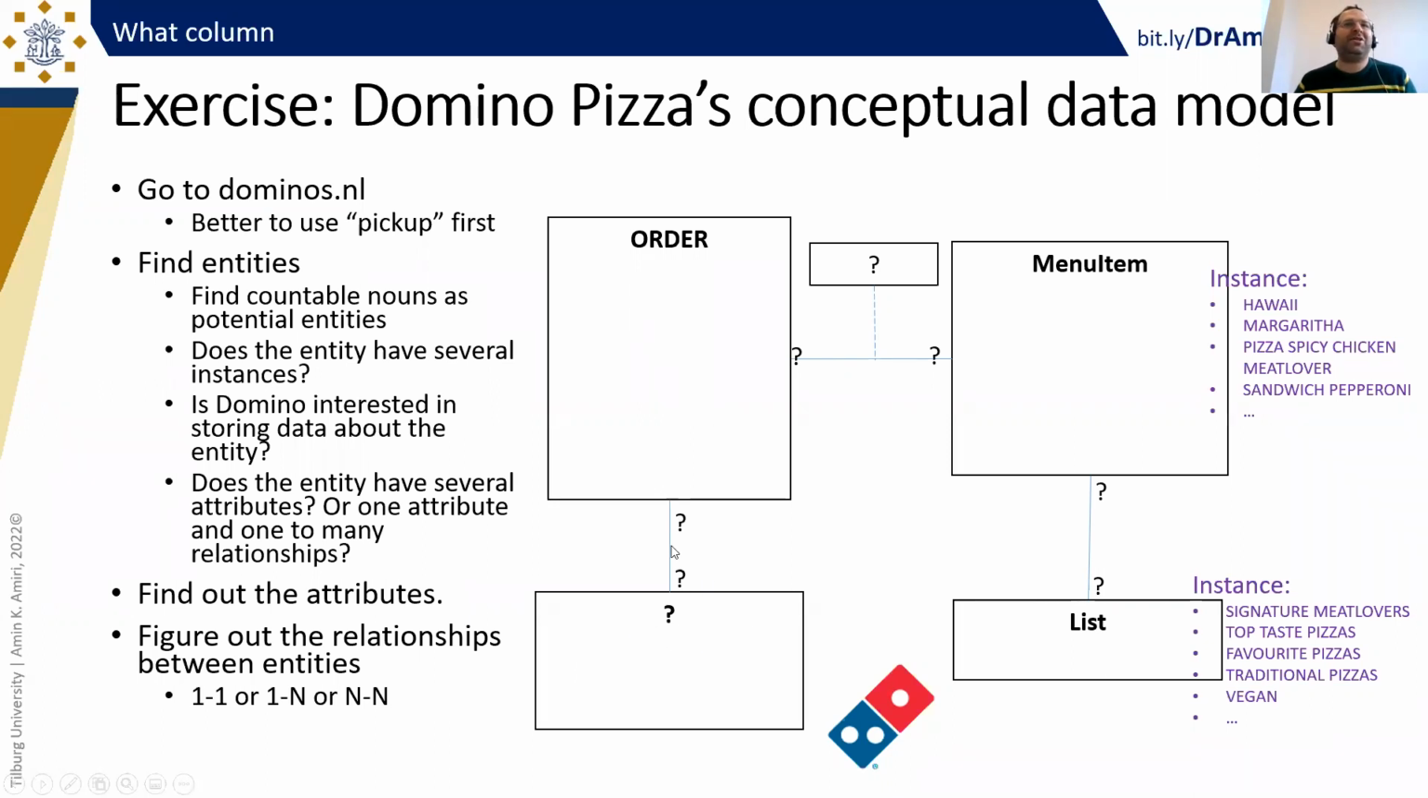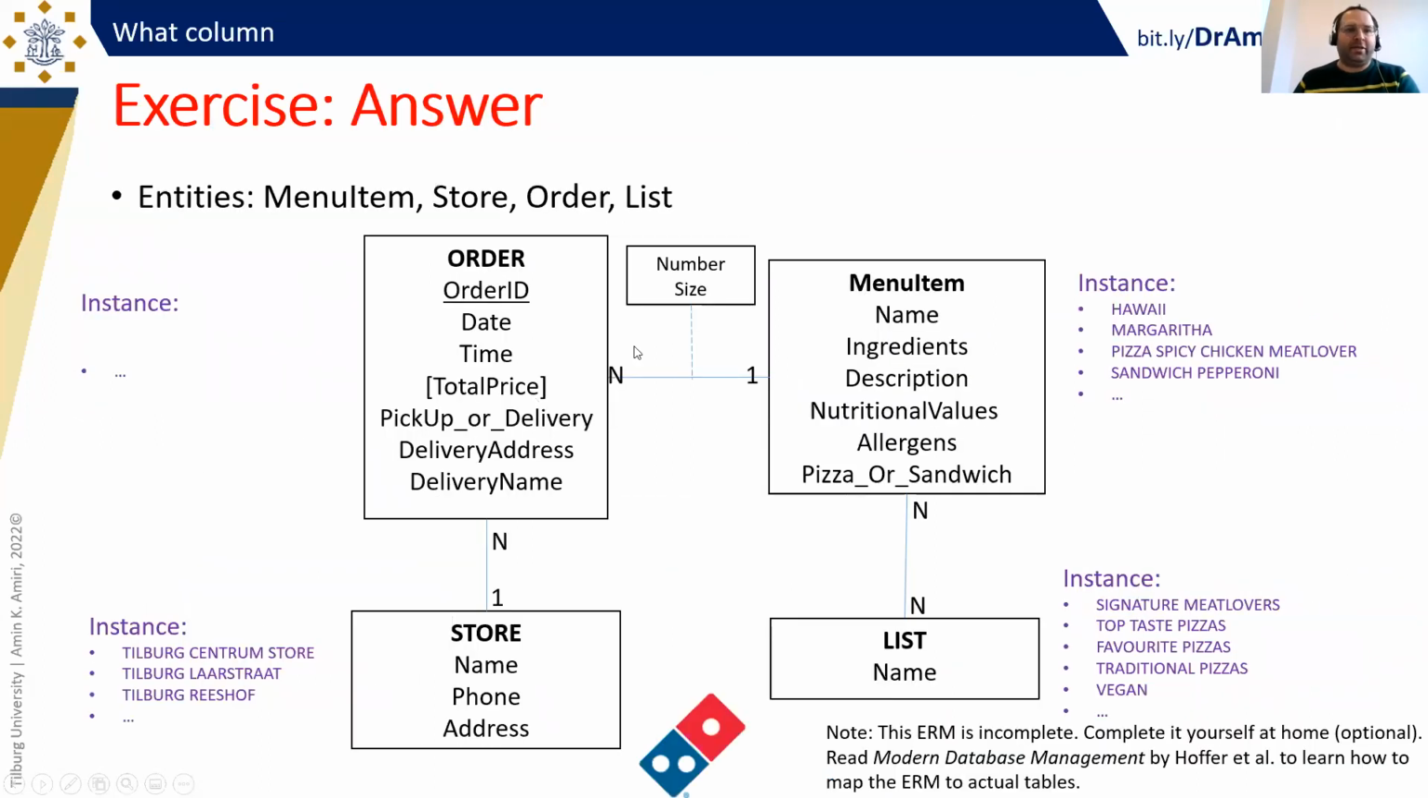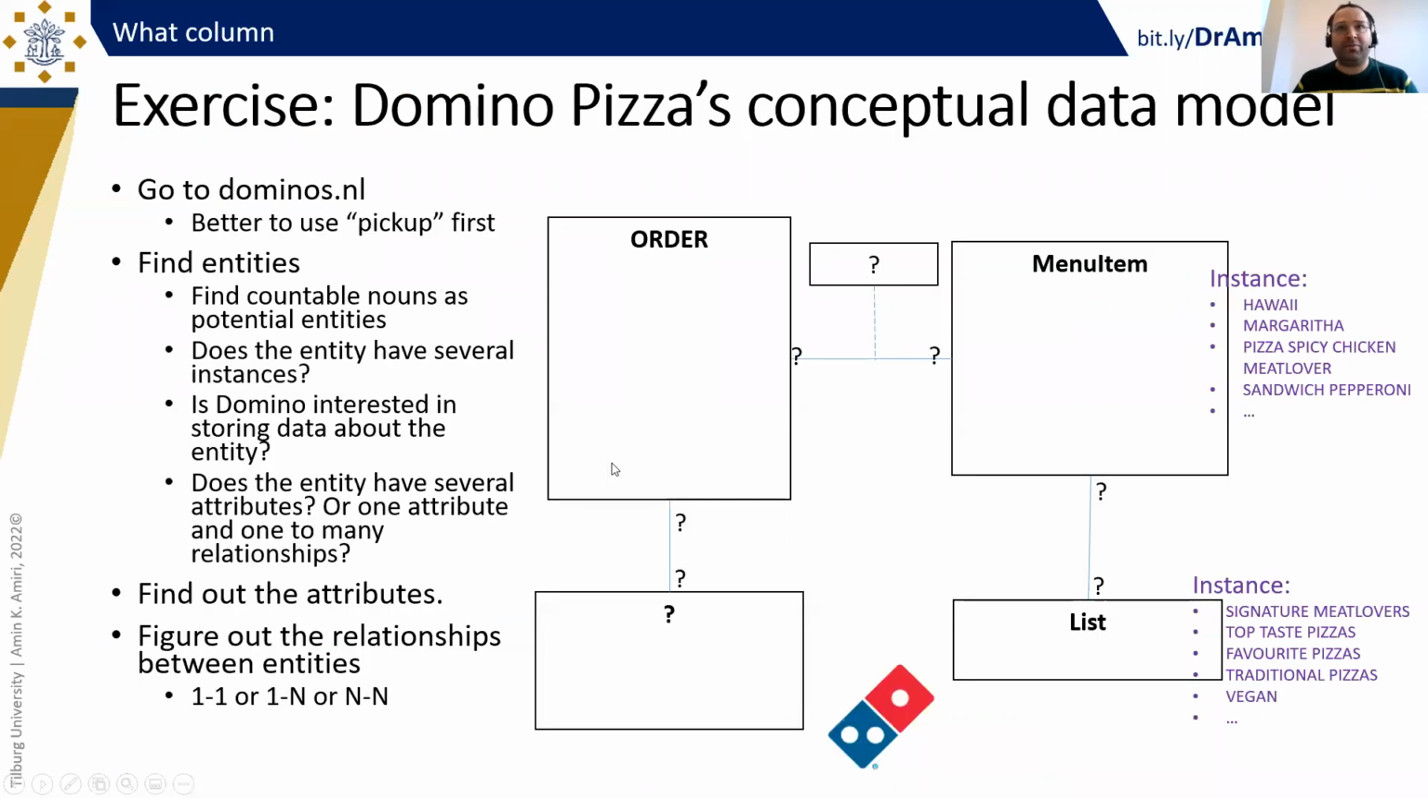So order has a relationship with what that Domino Pizza wants to store information about. User account, good. Client, good. So yeah, we can have a kind of user account or client here. The user account can have several orders. Okay, but this is what I have created. As you can see here, I put a store here. And you can see that there is a kind of relationship between these two. So I'm not going to show them to you, but let's figure out the relationship between the list and menu item.